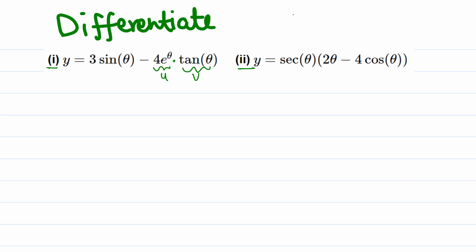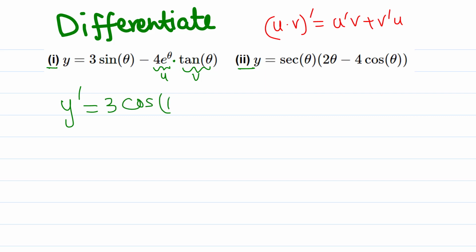As we know, when we have u times v, product rule is u prime v plus v prime u. So using that rule, we can find y prime is 3 sine theta. 3 is 3. Derivative of sine theta is cosine theta minus sine.